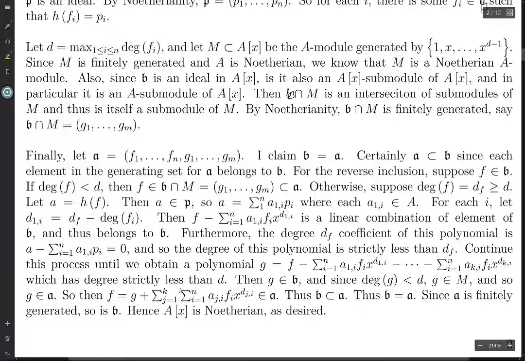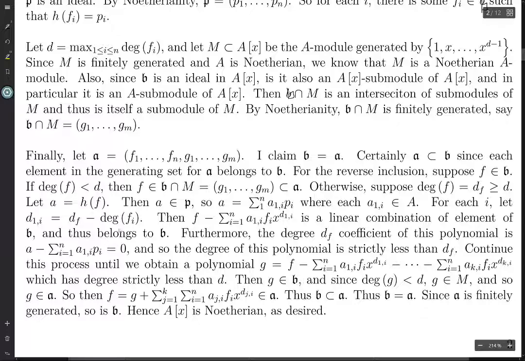We can continue this process until you get a polynomial, we'll call it g. You subtract this sum, then you do the same process again to subtract a different sum, and then you keep going. Let's say you do it k times, and you get a polynomial which has degree strictly less than d. Eventually you'll get to this point because f started with some finite degree, and every time you do this process, you decrease the degree by at least 1. So eventually you'll get it to be less than d.